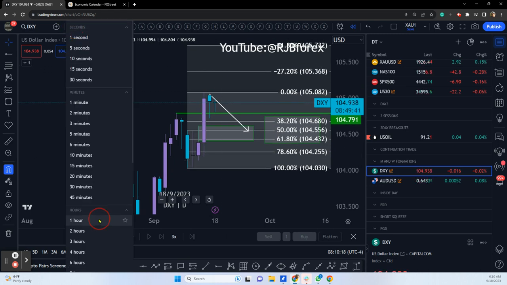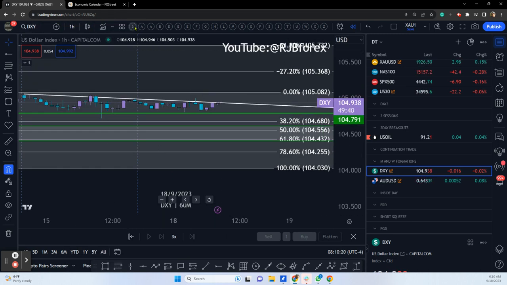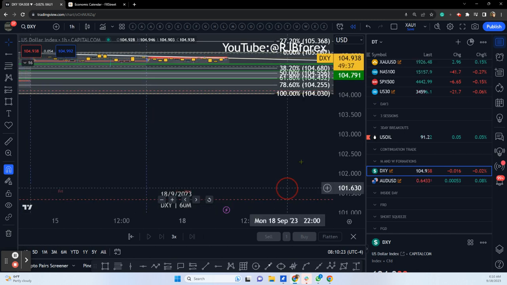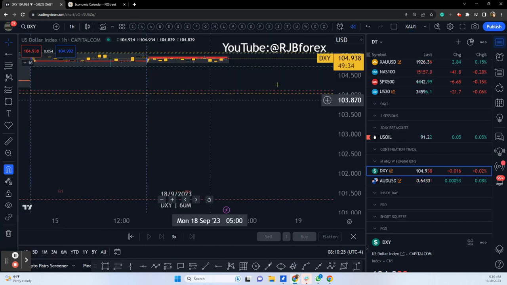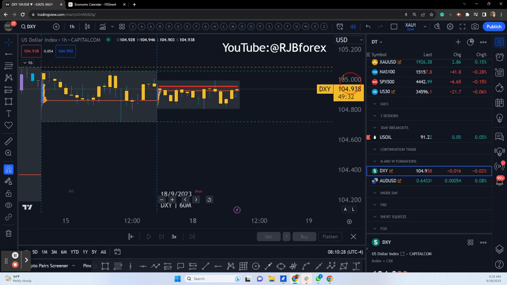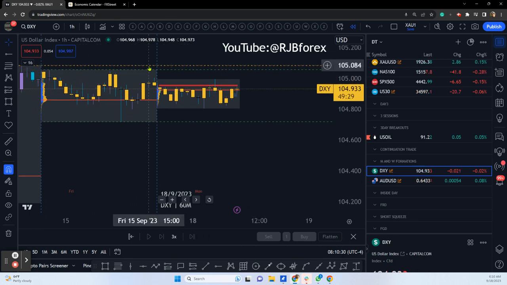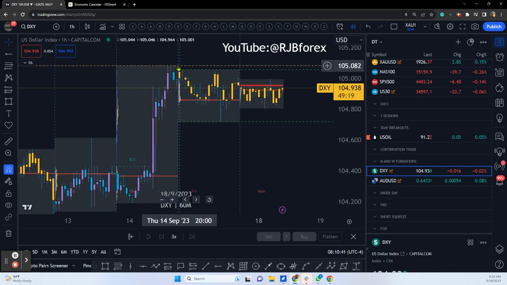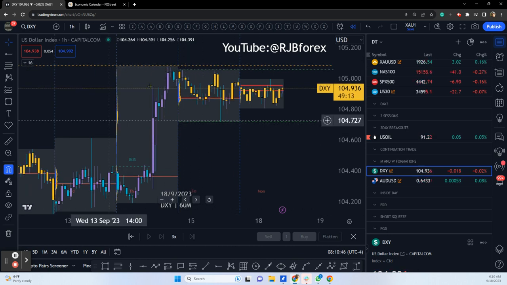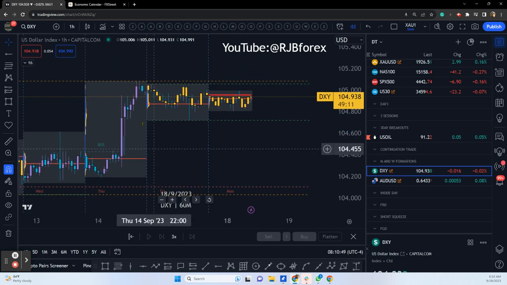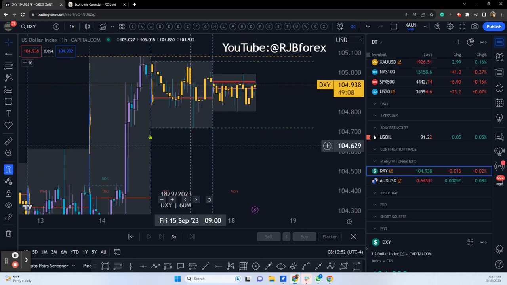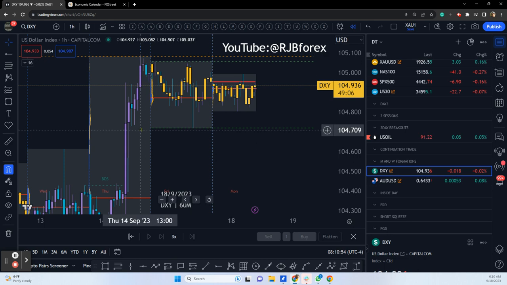Now, on the day itself, how are we looking? If I go to the template, I'm just going to clear up the chart entirely again. So these lines here, we've got last week's highs, and then we've got last week's highs, yesterday's lows.